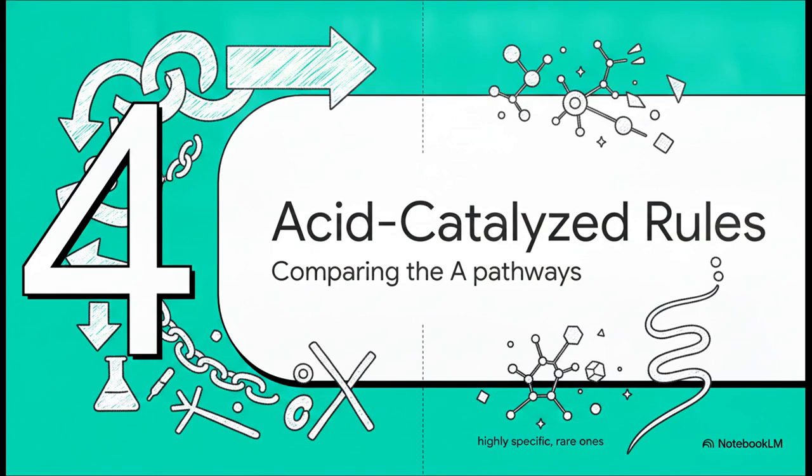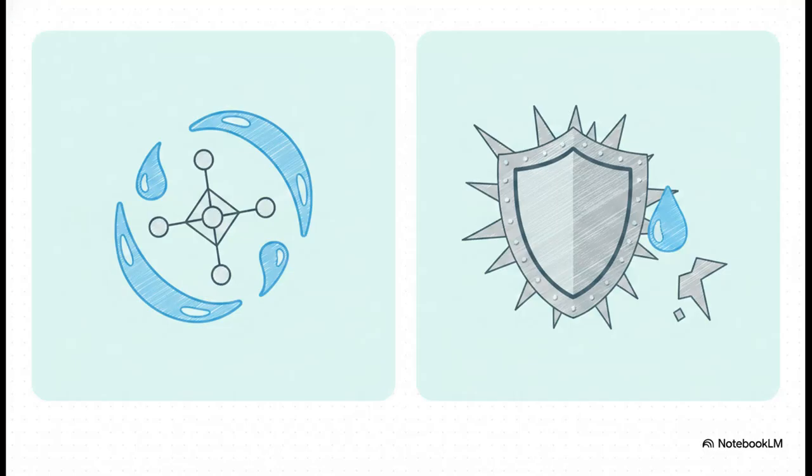Section 4. Acid-catalyzed mechanisms compared. Let's group the A mechanisms together and contrast the everyday pathways with the super rare ones. Check out the 2 acid-catalyzed acyl cleavages. AAC2 is your standard bread-and-butter acid mechanism.